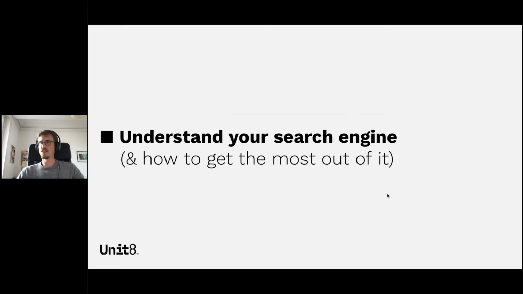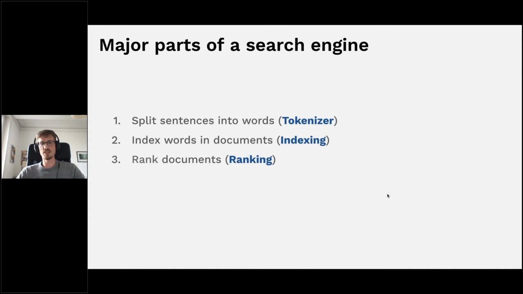So the first thing to provide good search results is to understand, at least in general lines, how a search engine works. From a high-level point of view, a search engine does three things. First, it takes some documents and splits the sentences in these documents into words. That's the part that we call tokenizers: taking sentences and turning them into words.